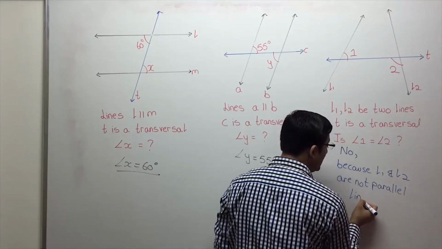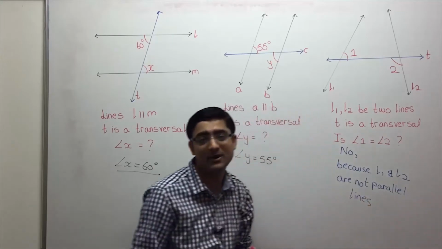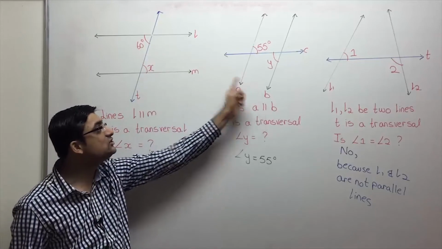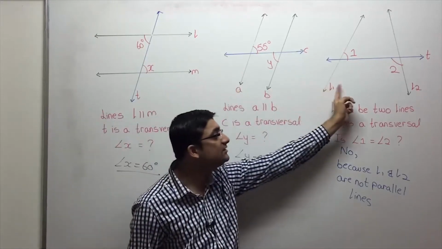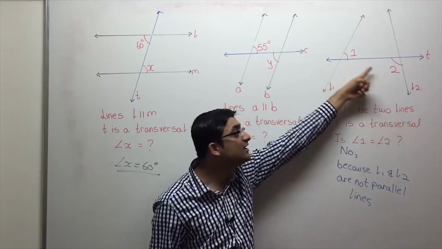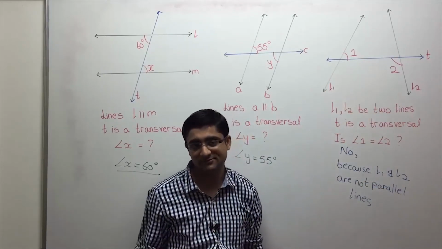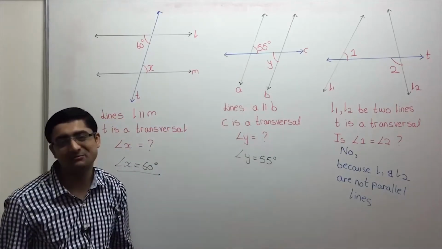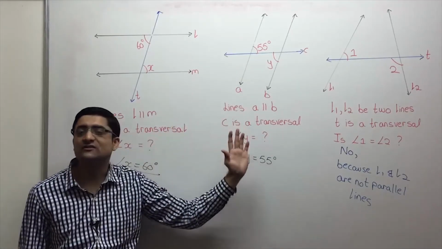So remember, alternate interior angles are equal only when the lines are parallel. See, in these two cases, alternate interior angles were equal. Why? Because these two lines were parallel. But here, are these two lines parallel? No. Since the lines are not parallel, therefore the alternate interior angles are not equal. Right? So remember, alternate interior angles are equal only when the two lines are parallel. Right? So this is how you solve such type of questions.